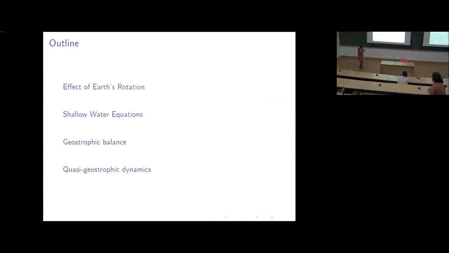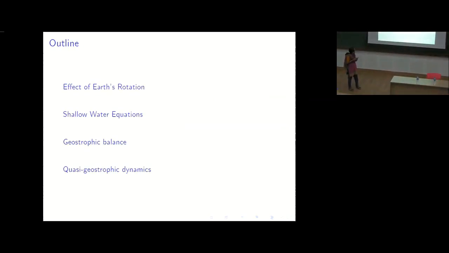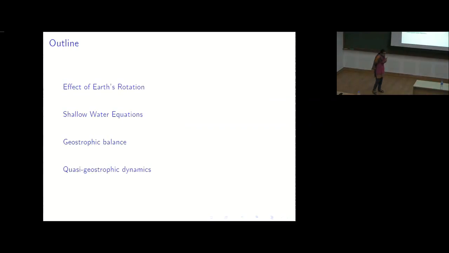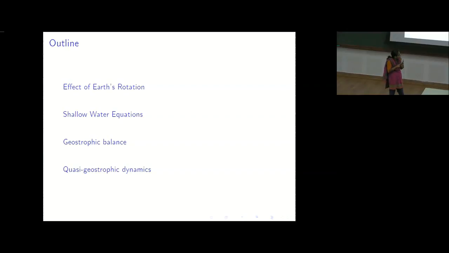So this is an outline. I will tell the effects of Earth's rotation on the motion of water in the ocean. And for that we need the shallow water equation. I will describe them briefly. Then I will tell about geostrophic balance and quasi-geostrophic dynamics. For that I will try to go into a little bit of detail.